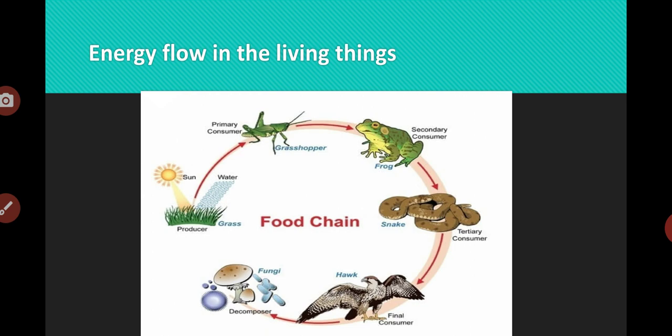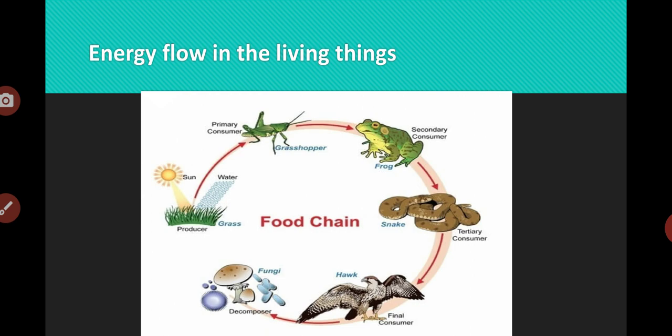So the plants produce food, so they are called producers. Herbivores that eat plants are called primary consumers. So here plants are producers, and the grasshopper is a primary consumer. Carnivores that eat herbivores are called secondary consumers. So the frog is a secondary consumer.